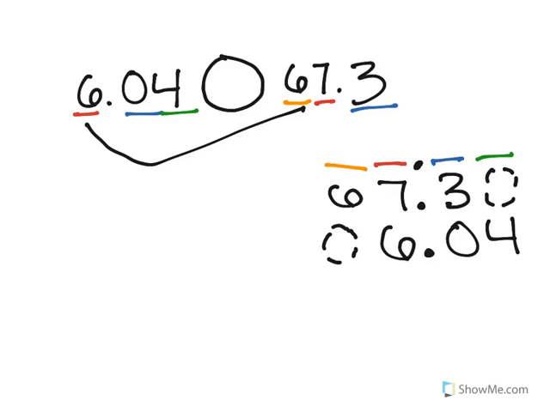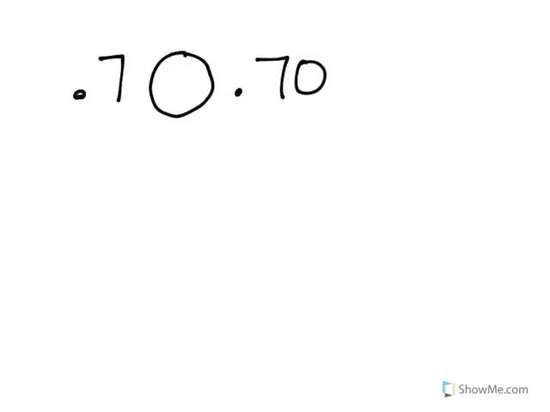So I start by comparing my tens place. I have 6 and an imaginary 0. Which one's bigger? You're right, the 6 is bigger than that imaginary 0. So since that 6 is bigger, 67 and 3/10 would have been greater than 6 and 4/100. Do you see how I'm lining them up by their place value? That is a really, really, really important step in comparing these fractions or decimals greater than 1.